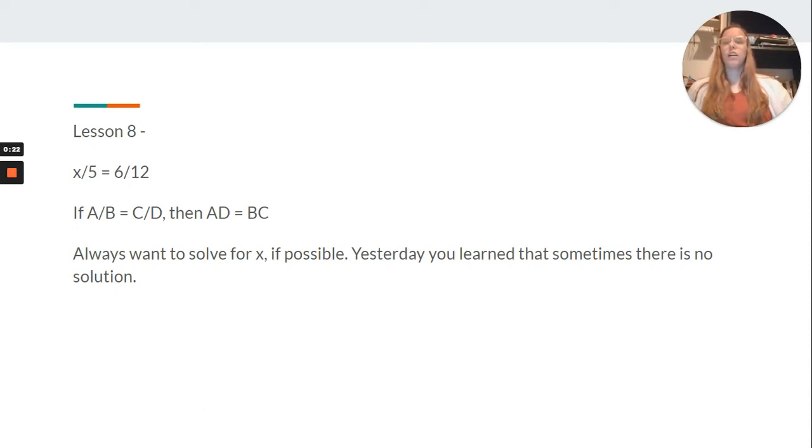So lesson 8: if A over B equals C over D, then A times D equals B times C. We can see that in that first example, x over 5 equals 6 over 12. Remember, you always want to solve for x if possible. Yesterday you learned that sometimes there is no solution. So let's go over to that whiteboard.